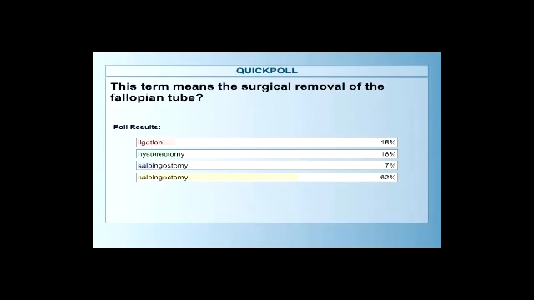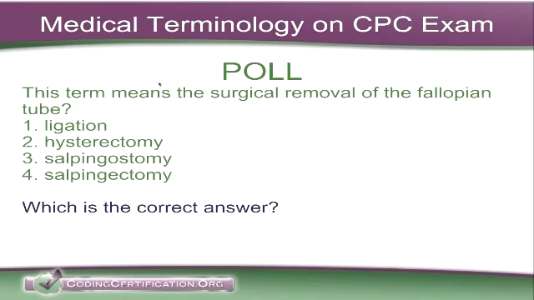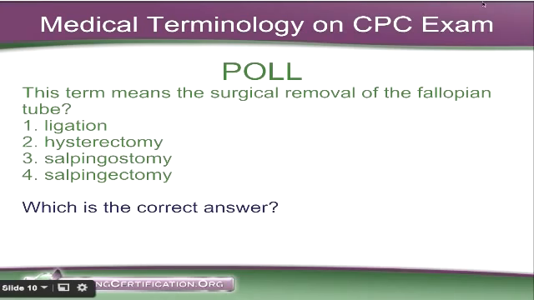Now, what's interesting with this, for medical terminology, what you really want to focus on is the suffixes and the prefixes. In this case, if you knew your suffixes, ectomy versus ostomy, right? Since this says surgical removal, which is what ectomy means, you could throw out 1 and 3. Then what you need to know is the root word for fallopian tube. And it's not hyster, because that's the uterus. You probably know that. And ligation means tying off. So when you do that process of elimination, it's number 4.